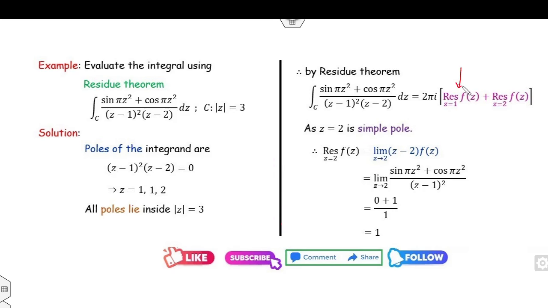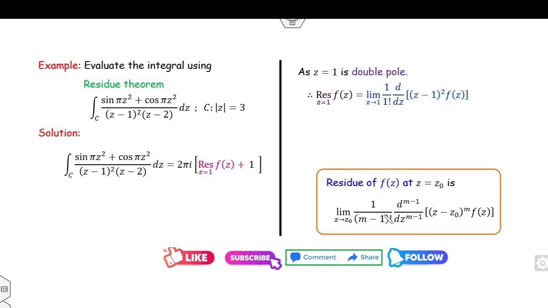Now z equal to 1 is a double pole. So you can start with the derivative. Using this formula, 1 times the derivative, limit z approaches 1, 1 factorial is 1, d over dz. I can substitute the value. The denominator is z minus 2.